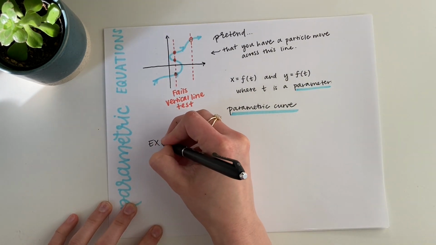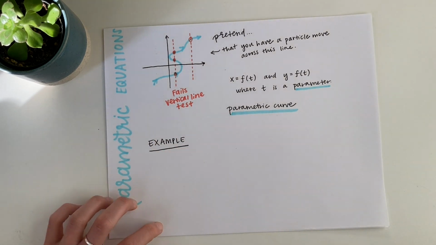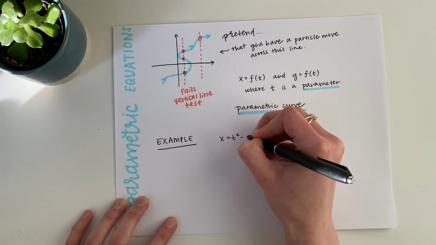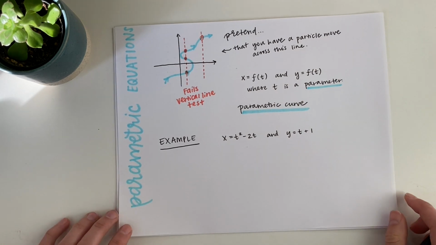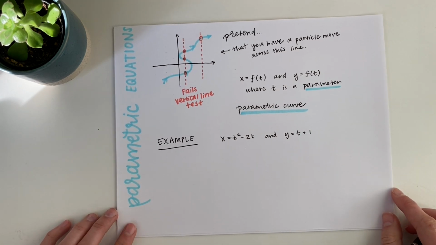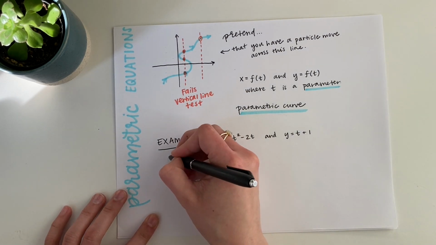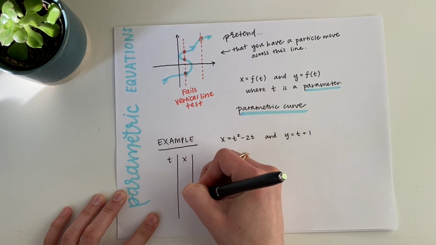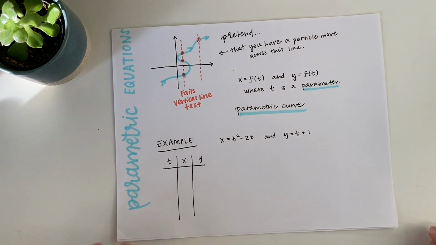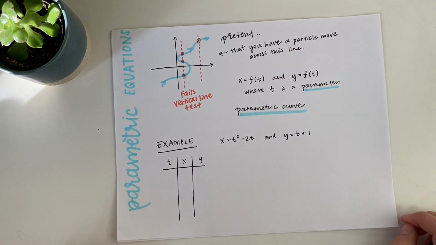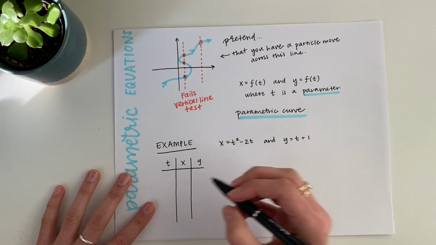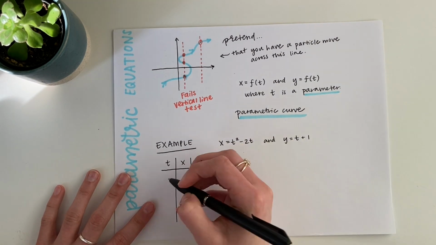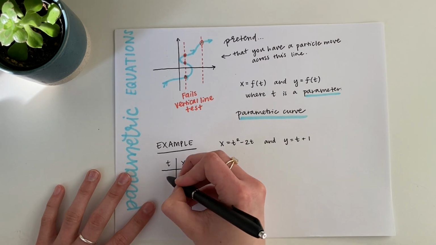So let's try out an example. In this example, we're given two parametric equations, x equals t squared minus 2t and y equals t plus 1, and we are to sketch out the curve defined by these parametric equations. Each value of t gives us a point on the curve. So if I plug in, let's say t equals 0, and I solve the equation for x and y, then I will get the xy coordinate that I'm able to plot on my graph.